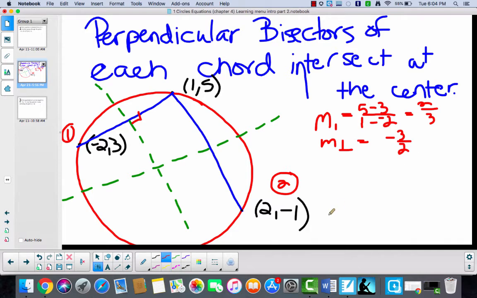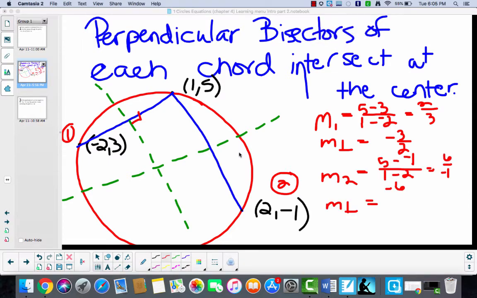Now we're going to repeat this process for line 2. So for the slope of line 2, we're going to take 5 minus a -1, which is going to give us 6, and 1 minus 2, which is going to give us -1. So the slope of line 2 is -6, but we want the slope of the perpendicular line, so we know that we need to do the opposite reciprocal, which would be 1/6.